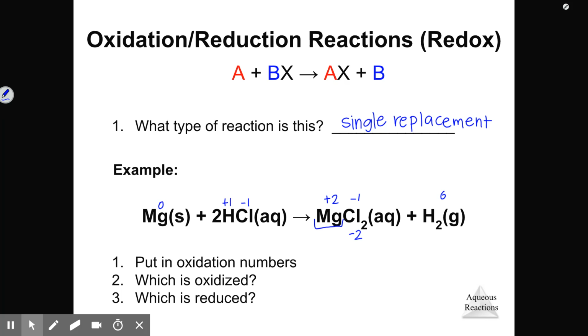So now we need to figure out which is oxidized and which is reduced. So remember, oxidation is loss of electrons, and it's going to become more positive. So we can see 2 changes here. Magnesium changes from 0 to +2, and hydrogen changes from +1 to 0. So oxidation is loss.